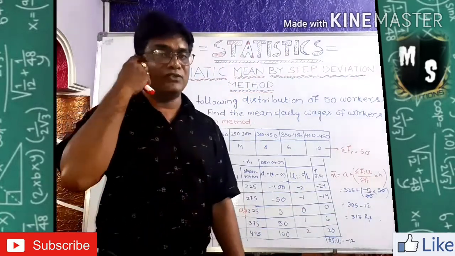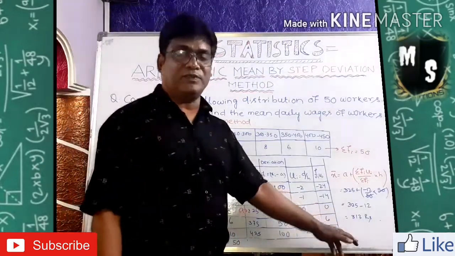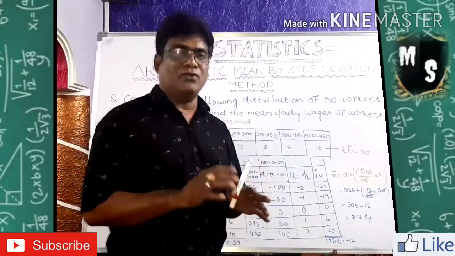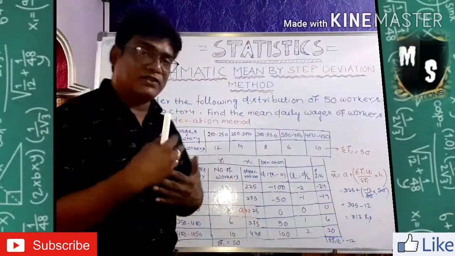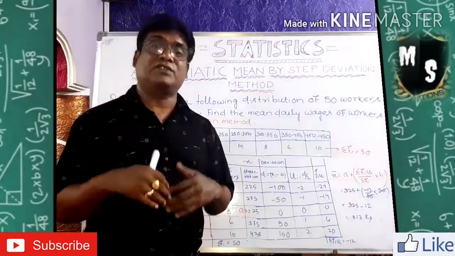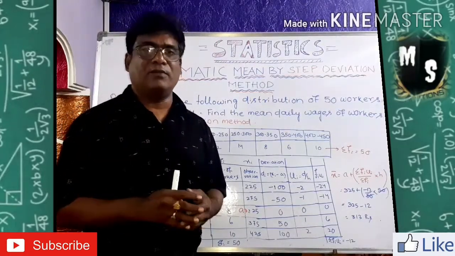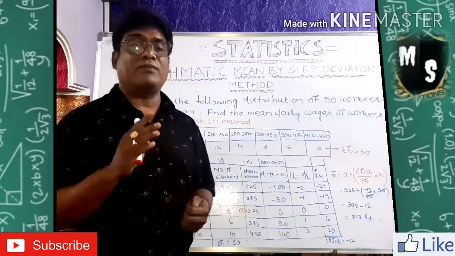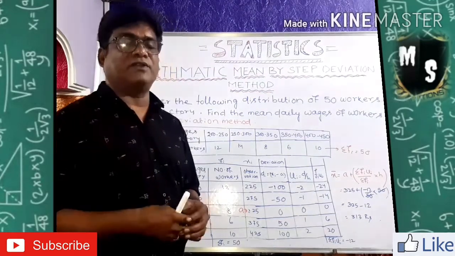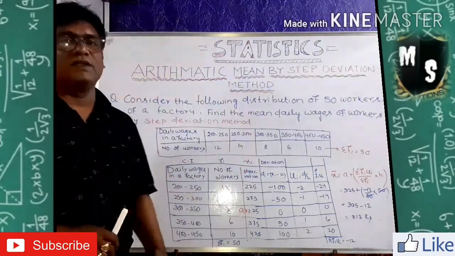Look, in the assumed mean method it came 313 rupees, and in the step deviation method it also came 313 rupees. So the mean will never change in any method. You can take data like this and do it by 3 methods: direct mean method, assumed mean method, and step deviation method. In the direct method you go for the Fi Xi column, in the assumed mean method the Fi Di column, and in the step deviation method the Fi UI column. I hope you understood this.